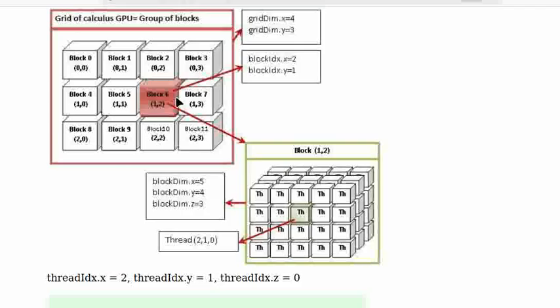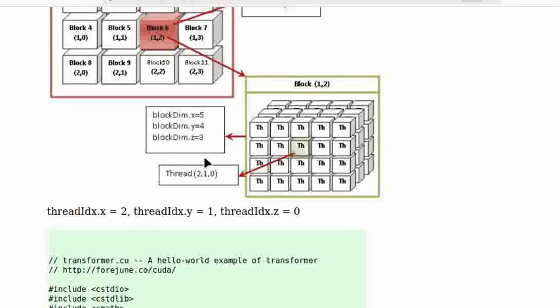Each block within the grid is identified by its indices blockIdx.x and blockIdx.y. In this example, blockIdx.x equals 2 and blockIdx.y equals 1, indicating that the block is located in column 2, row 1 of the grid. Within each block, individual threads are indexed using threadIdx.x, threadIdx.y, and threadIdx.z, while the block's dimensions are given by blockDim.x, blockDim.y, and blockDim.z.